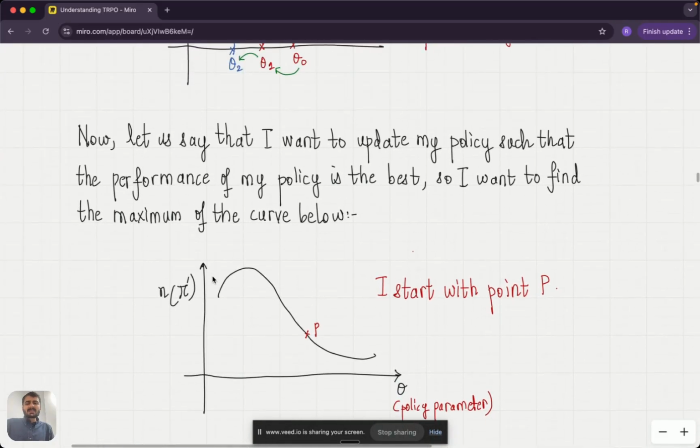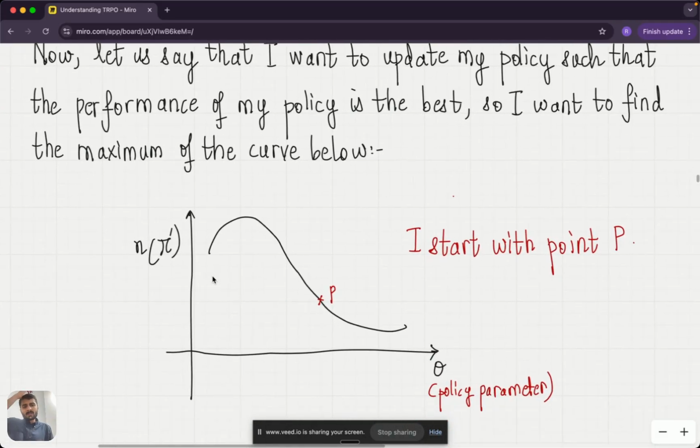Now, this is exactly what we are going to do with our policy. Let's say this is the performance measure of our policy, n of pi dash, and on the x axis we have a policy parameter theta, and I start with the point P. My performance measure currently is not the best; there is a huge scope for improvement. But the problem is that I do not know n of pi dash, because the state distribution is not known, as we had looked at before.